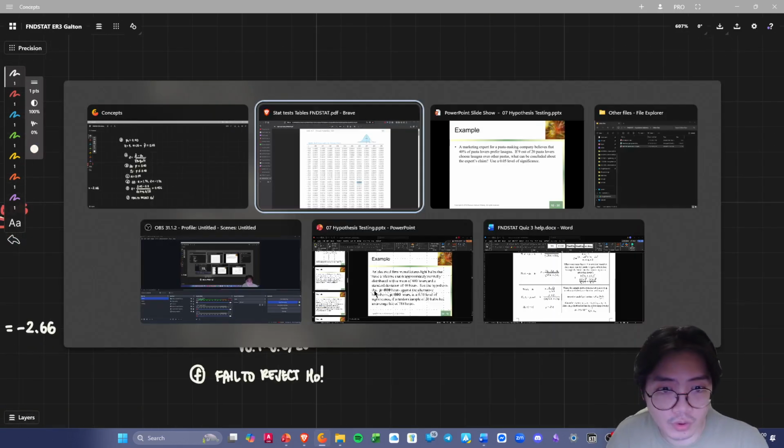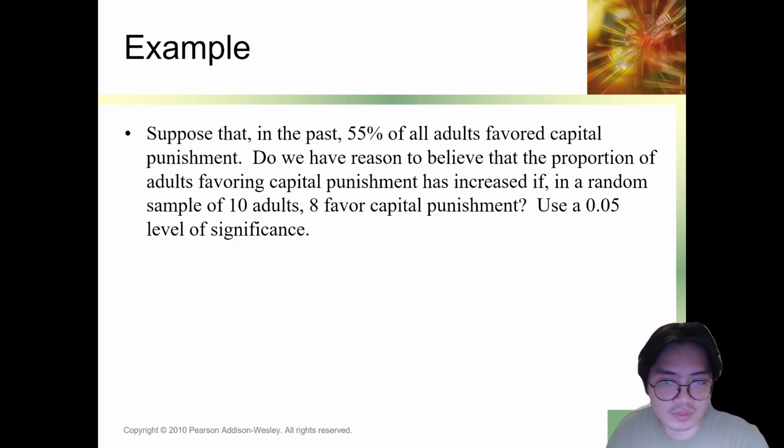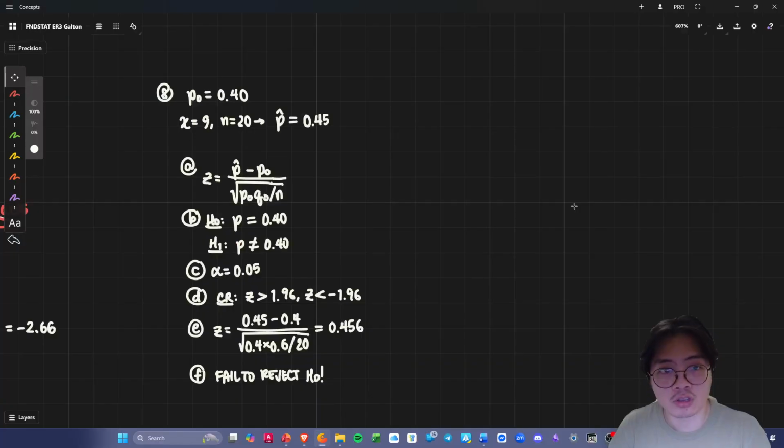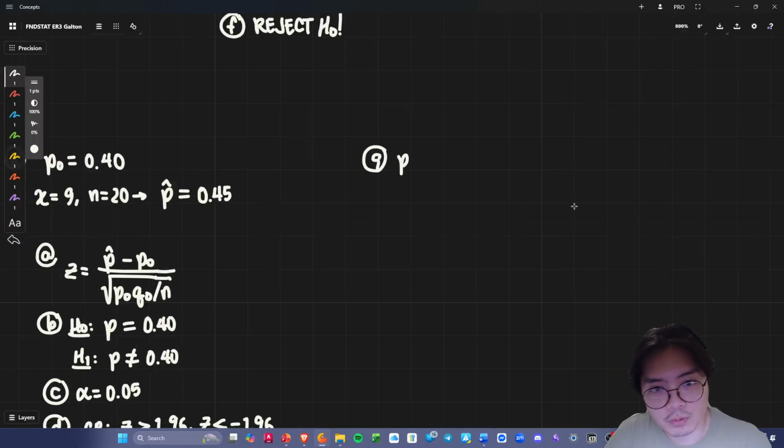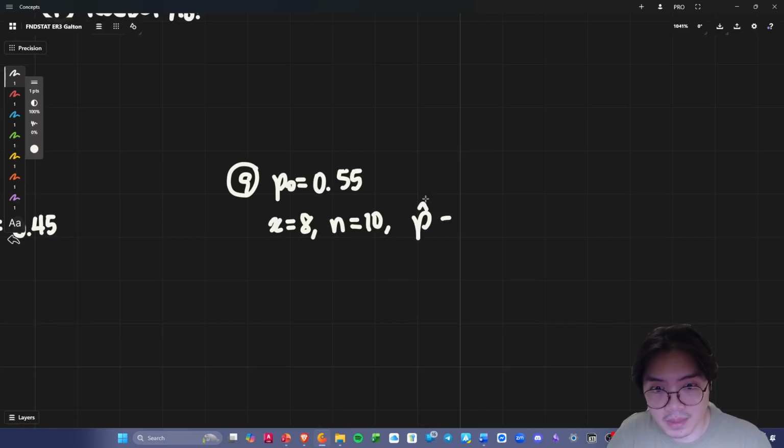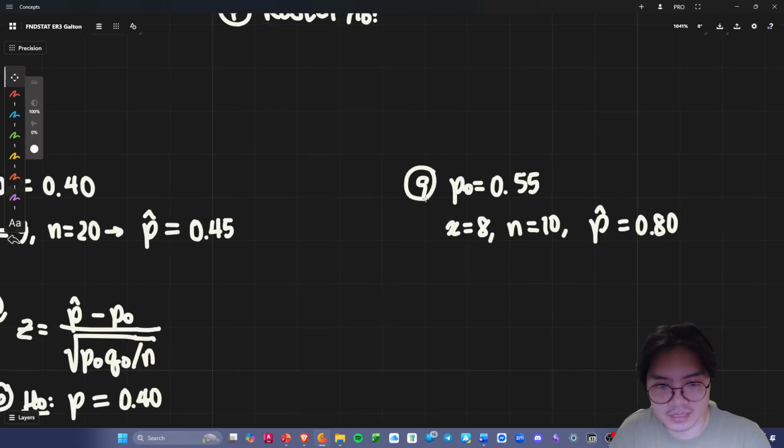There's two more left. Both of them are still proportions. Suppose that in the past, 55% of all adults favored capital punishment. We have reason to believe that the proportion of adults favoring capital punishment increased. If in a random sample of 10 adults, 8 favor capital punishment, at 0.05 level of significance. So, for part A, our proportion should be 55%. But you can say that 8 out of 10 adults gives a p hat estimate of 0.8, 80%.